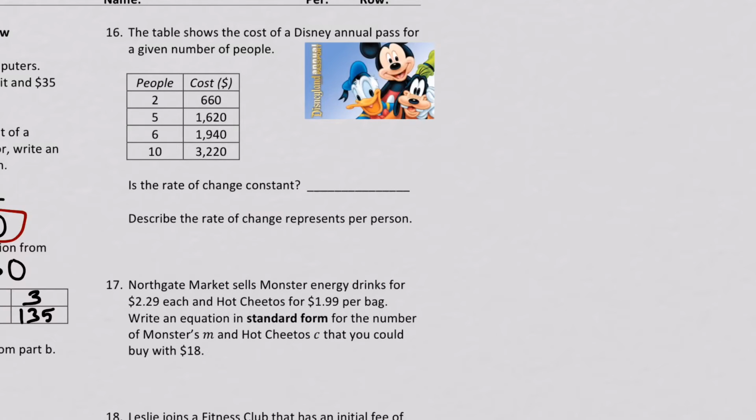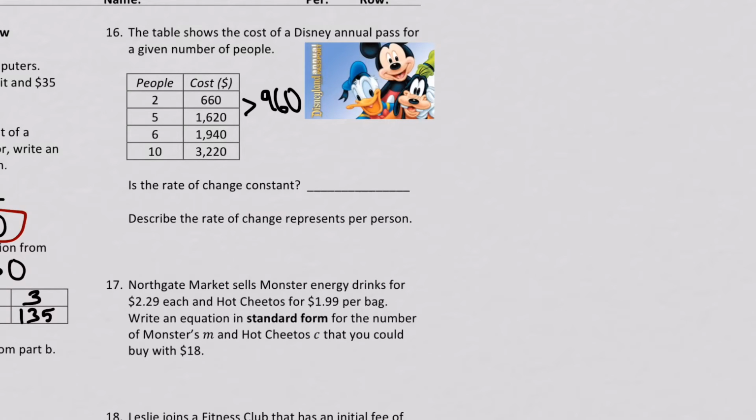So, for example, from 660 to 1620, what's the change? That's what you've got to figure out. How much did it change by from 660 all the way up to 1620? And so what you can do in that situation is use mental math or just simply subtract one from the other so you can figure out what the change is. So let's subtract 1620 minus 660, which gives me 960.